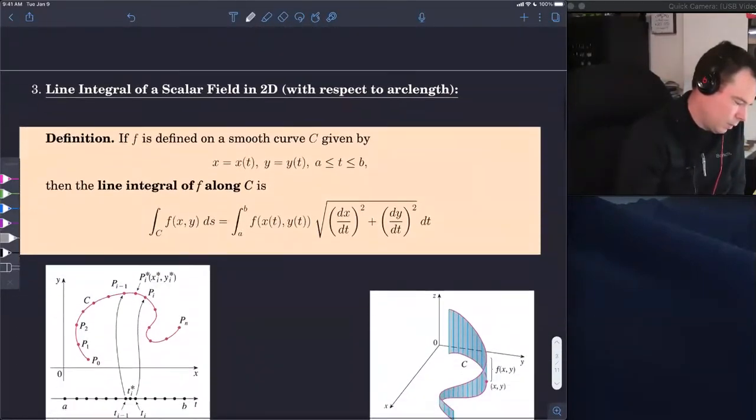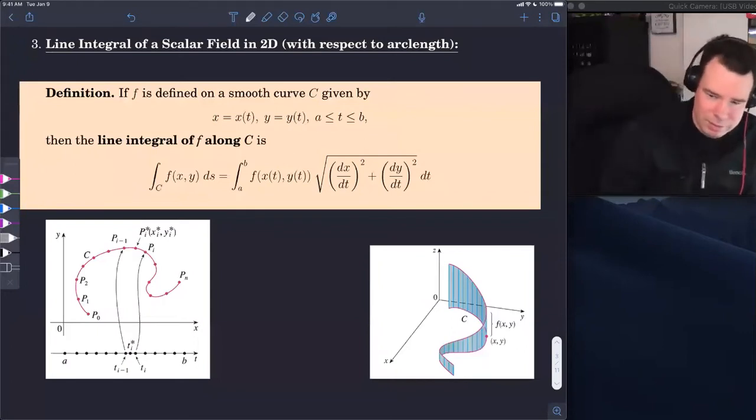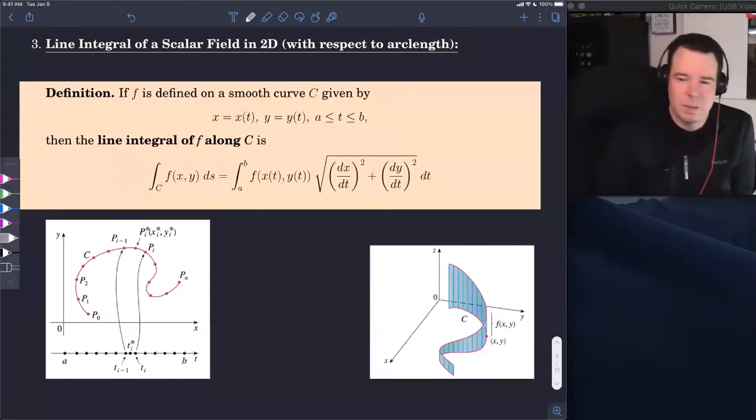So let's look at the first type of line integral. This is the line integral of a scalar field, and in particular, we're going to look at 2 dimensions. And so we're integrating with respect to arc length. The integral is set up there. We've got a space curve, which is parameterized by x of t and y of t. The integral of little f, the scalar function, along the space curve C is denoted by a single integral sign with a C as the subscript, f of x, y, and then ds with respect to arc length.